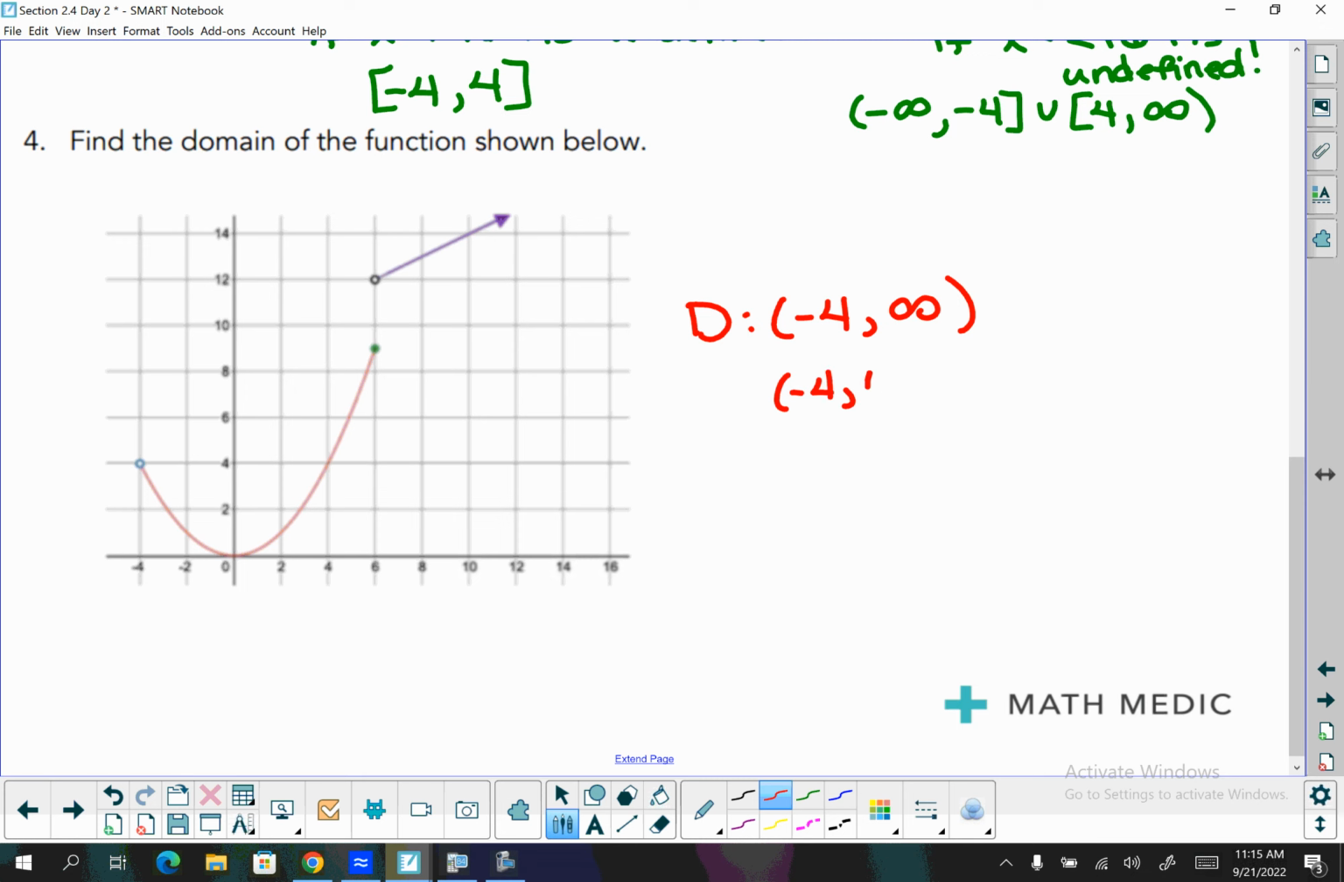-4 to 6 with the bracket, and then 6 with a parentheses to infinity. That is also correct. I would not take off points if you had that on a test or a quiz. But remember, if you are jumping over a number and one of them's a bracket, it means you don't actually have to jump over that number. You're allowed to equal that number. So you can squish those pieces of interval notation together. Okay? Any questions on recap of the exit ticket from yesterday?